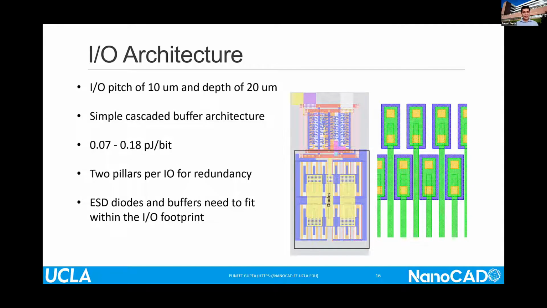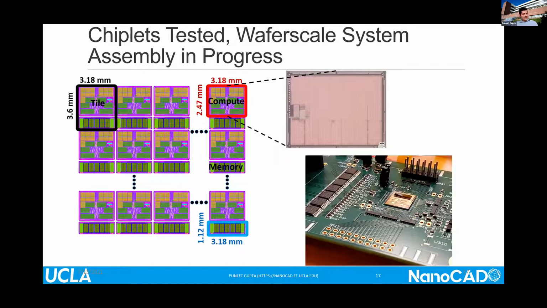So where we are right now, the chiplets are back. The chiplets themselves have been tested. They are functional, and we have done a small scale assembly at this point. You can see the picture of it on the bottom, and the whole wafer scale system assembly is still ongoing. It'll take some time, but that's where we are right now. So any questions?